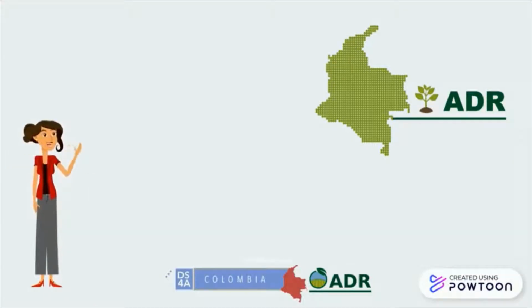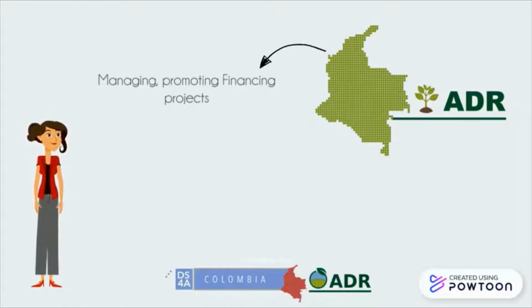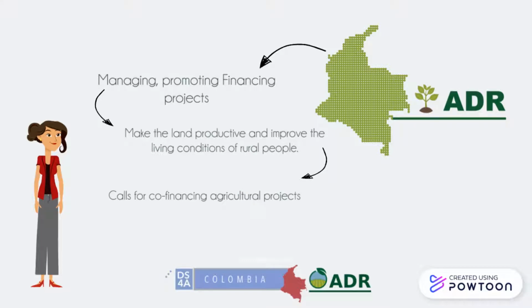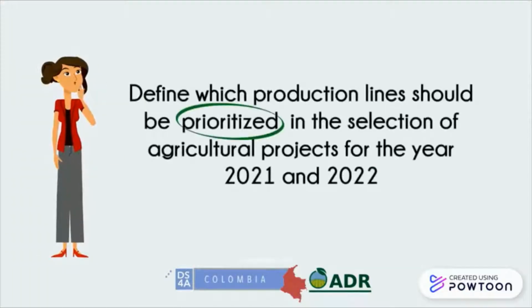So, ADR is the agency responsible for managing, promoting, and financing agricultural projects. They also offer services to make the land more productive and improve the living conditions of rural people. Each year, ADR calls for co-financing agricultural projects, and they also decide on which variables those projects are going to be evaluated in order to generate a greater impact in the field or at a national level. That being said, we can now go to the fun part, which is to talk about data science.